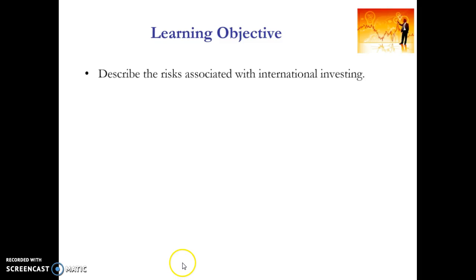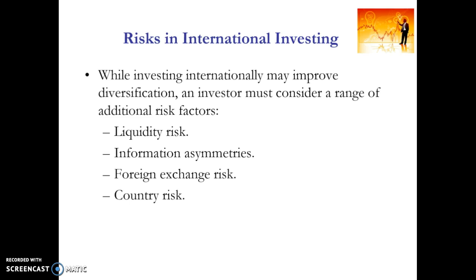In this learning objective, we discuss some of the risks associated with international investing. While international investing has its benefits, in particular through the diversification benefits that can be achieved by investing across countries that are correlated with a correlation coefficient less than 1, there are also additional risk factors that an investor must choose when they decide to invest globally. These additional risk factors include liquidity risk, information asymmetries, foreign exchange risk, and country risk.